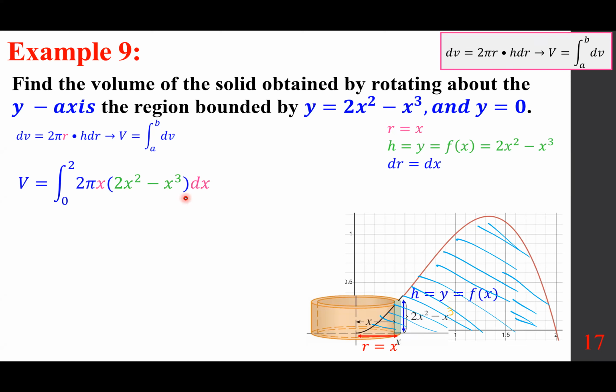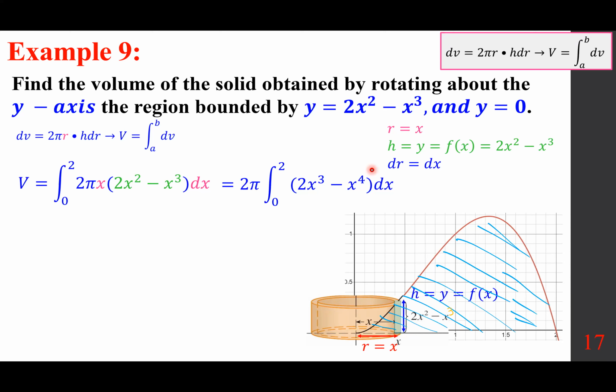So I hope you see, again, the hardest part is to graph, figure out an increment of a volume, in this case using the shell, and then coming up with R, H, and dr. The rest becomes elementary. 2 pi, we can take it out. X and 2x squared is 2x cubed. X and minus x is minus x to the power 4. This gives you 2 over 4 or 1/2 x to the power 4. This gives you minus 1 over 5 x to the power 5.